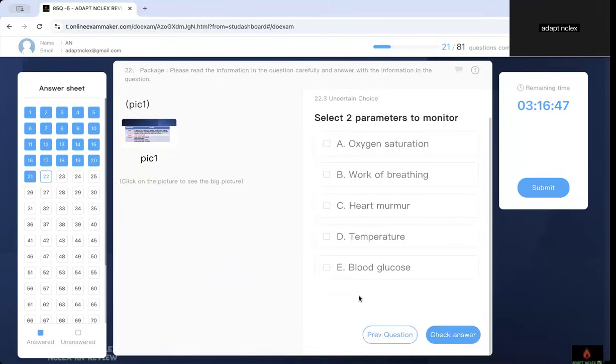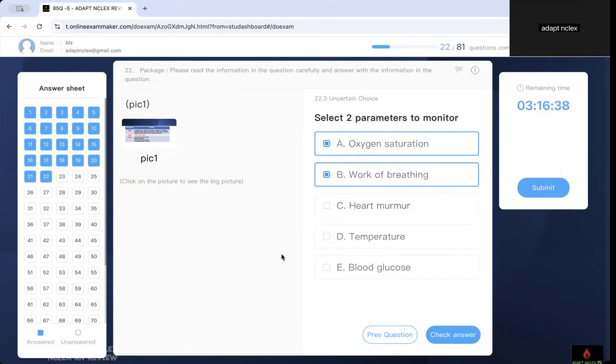What am I going to monitor for? Your airway, your airway, your airway. Therefore, oxygen saturation and your work of breathing. You have no heart murmur. I'm not going to worry about it. That's the concept.